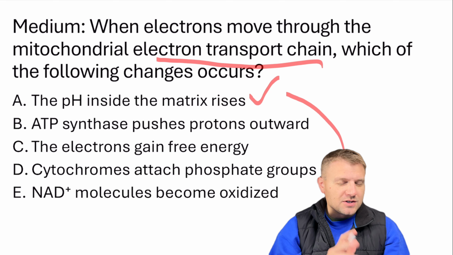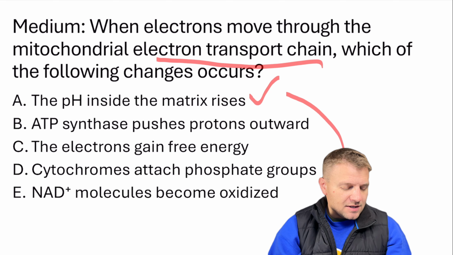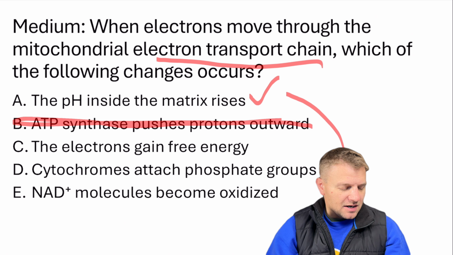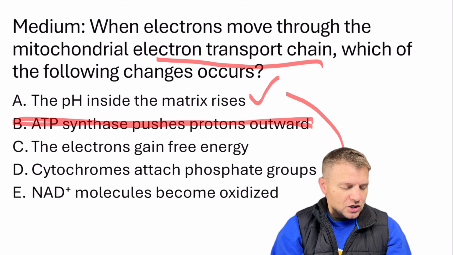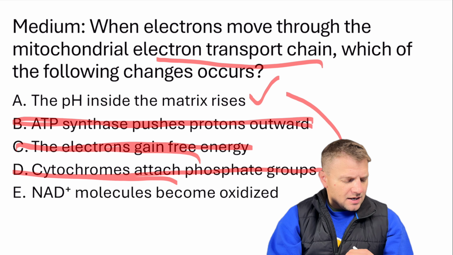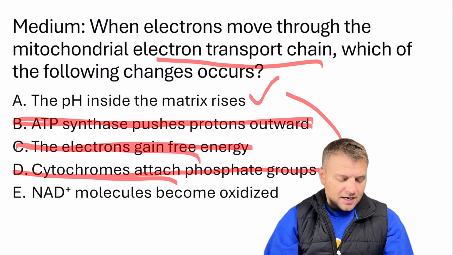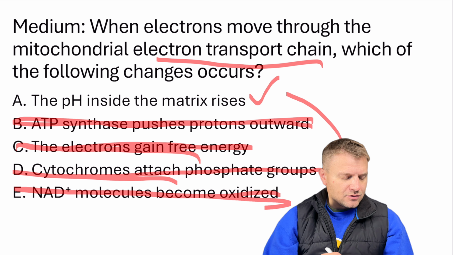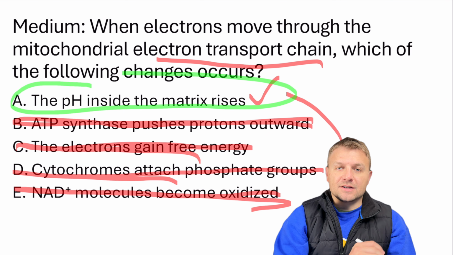Let's move on to the other ones just to make sure. B, ATP synthase pushes protons outward. No, kind of the opposite's going to happen there. C, the electrons gain free energy. No, we're not talking about that. Nope. D, cytochromes attach phosphate groups. No, that's not their job. E, NAD molecules become oxidized. Oxidized means they're losing, so that's just backwards in itself. That's wrong. This is why A is the right answer.